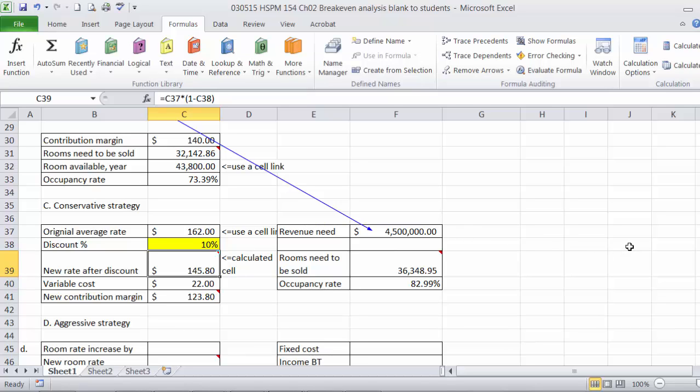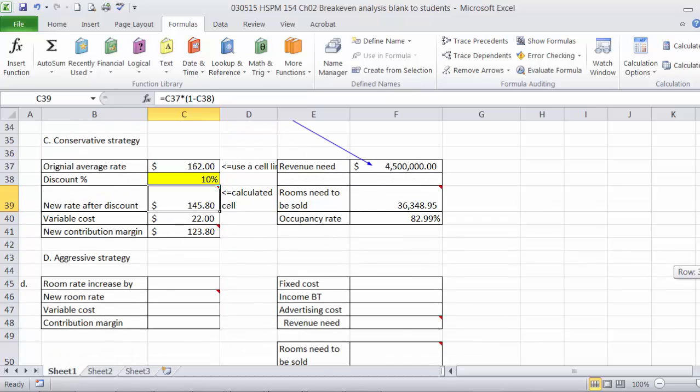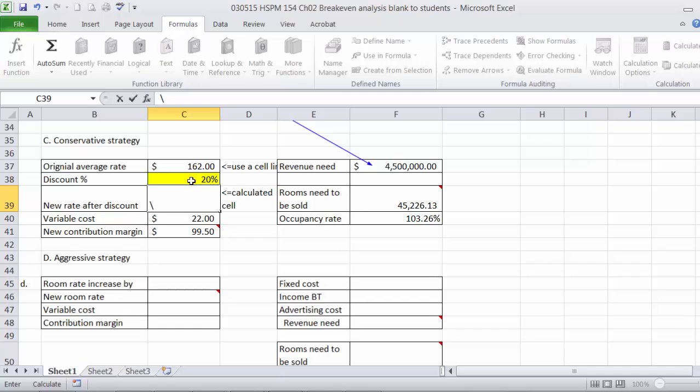Once you set it up, you change the parameter. So what if, as the problem said, we lower the price by 25%? That means what? No way, we can't survive at that percent. That doesn't make any sense. Okay, so let's change this to 20%.